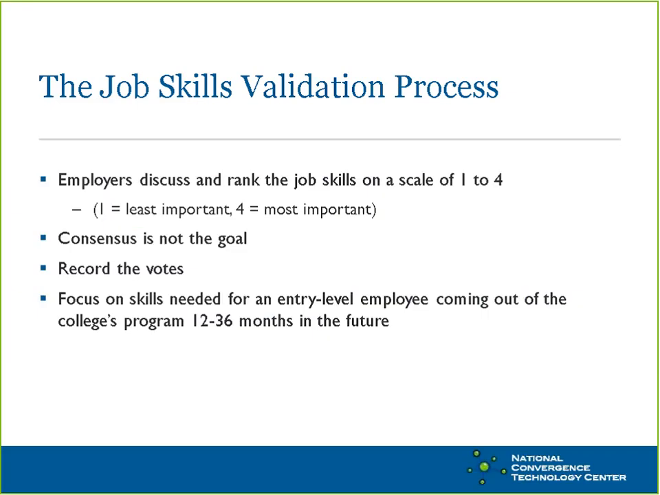Here's how the vote works. Employers rank each K on a scale of 1 to 4. 4 means a topic must be included in the curriculum. 3 means it really should be included if at all possible. 2 means it would be nice to have it included. And 1 means you can discard it. Consensus here is not the goal. That's why we do the votes and then calculate the average. And we remind the build that they're evaluating these skills based on what an entry-level IT worker coming out of the program 12 to 36 months in the future will need to know. The KSA worksheet tries to look ahead.